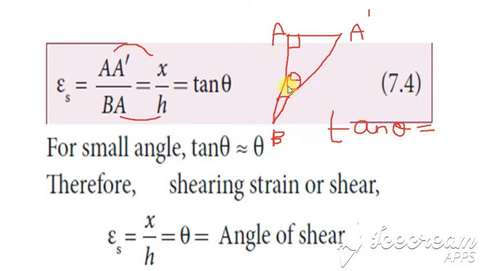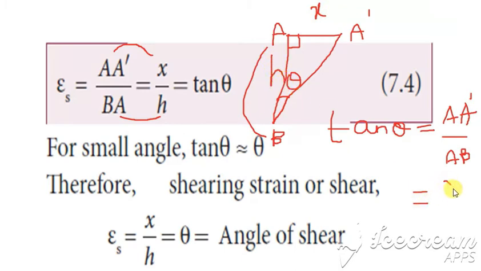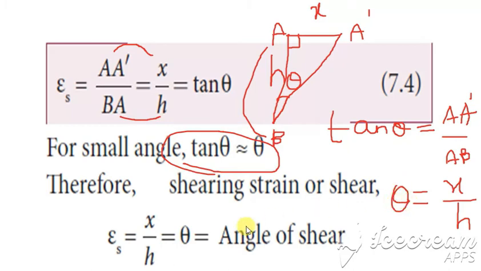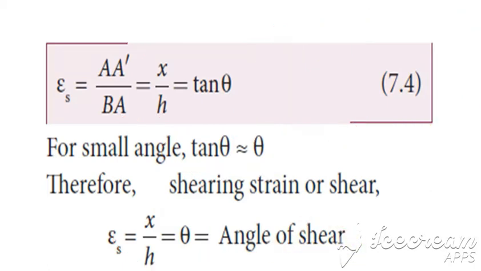Which is opposite divided by adjacent. So the opposite side is what? A dash, because it is opposite to this angle, divided by the adjacent side, which is AB. So this side A dash is represented by x, this is h, and so we are writing this as x divided by h. This is tan theta, but this tan theta is very small, so instead of tan theta we are writing the value to be theta. So x by h is equal to theta, and that theta gives the angle of shear. So shear is nothing but it represents the angle.